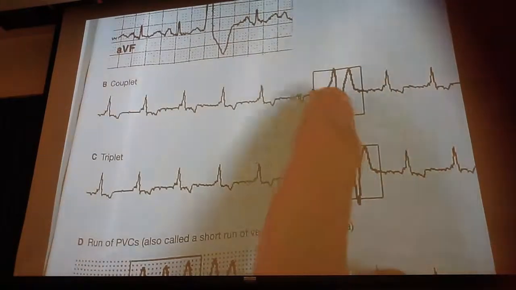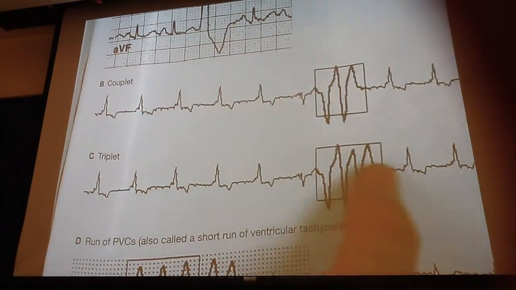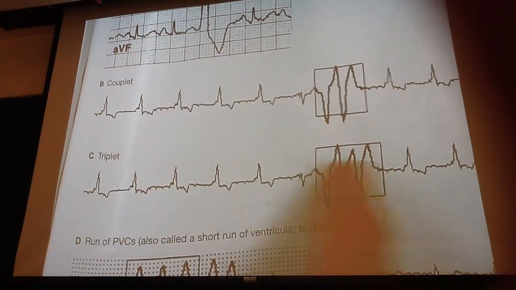So anyway, a couplet is when you have two PVCs together, a triplet, 3 together. When you start getting triplets, this is a really bad sign.